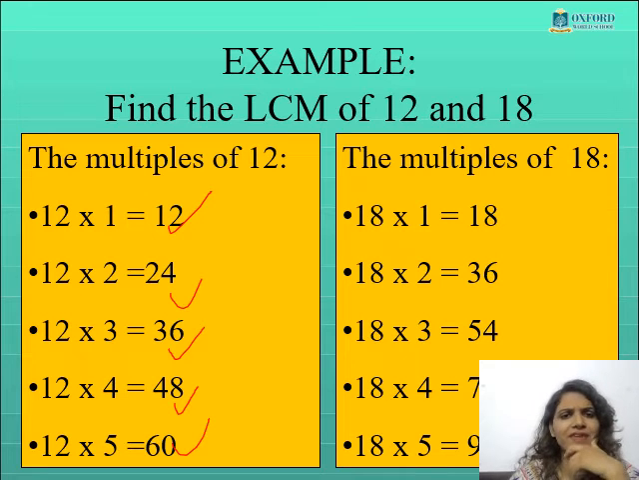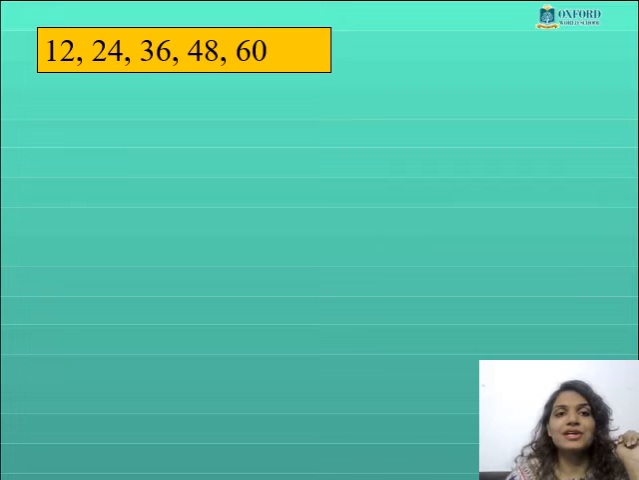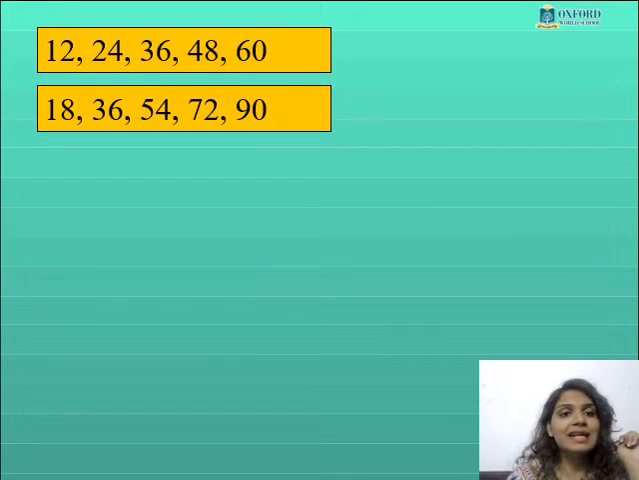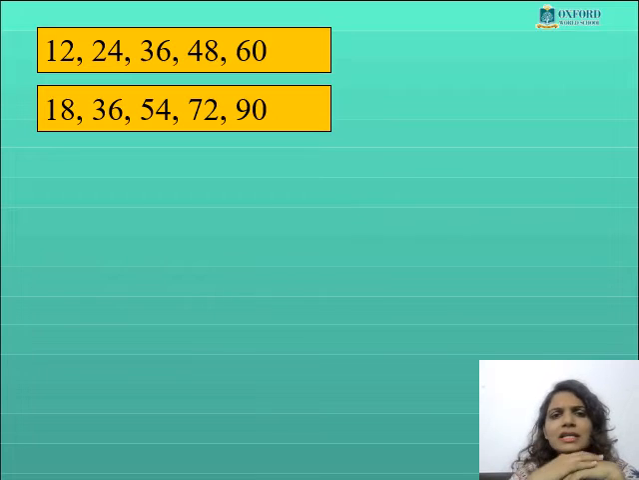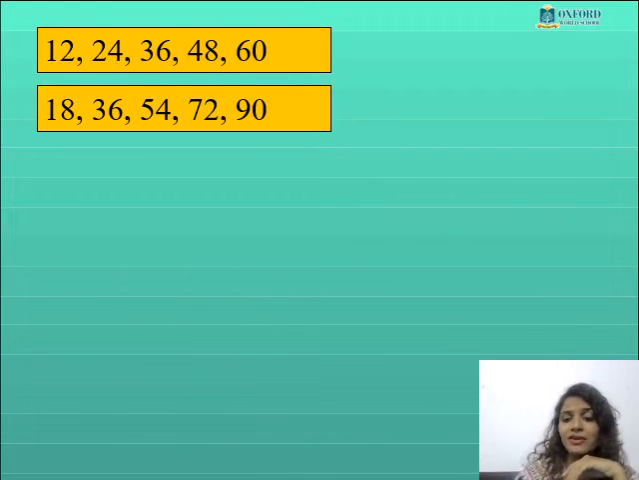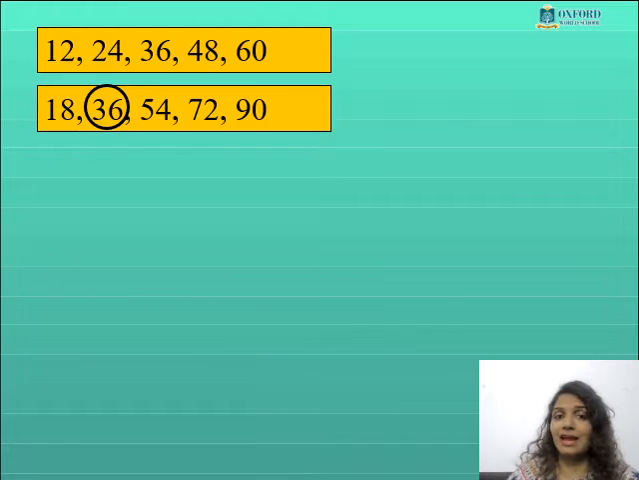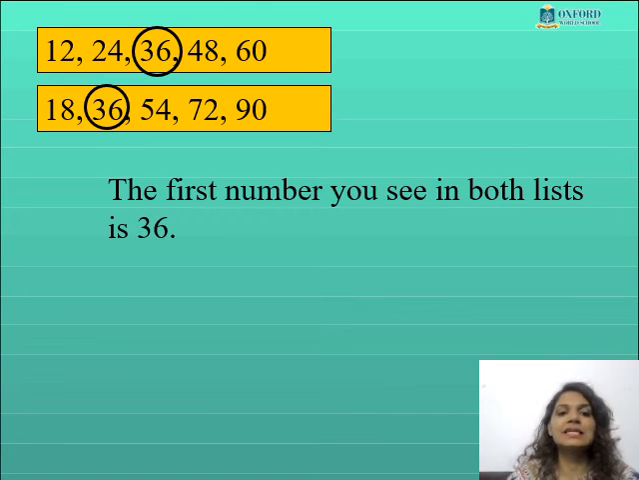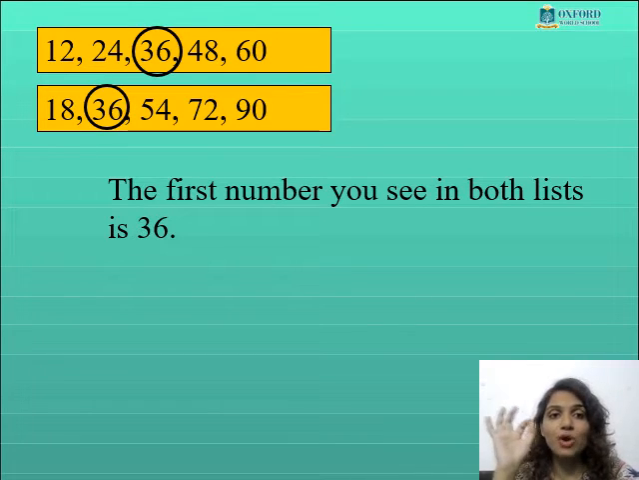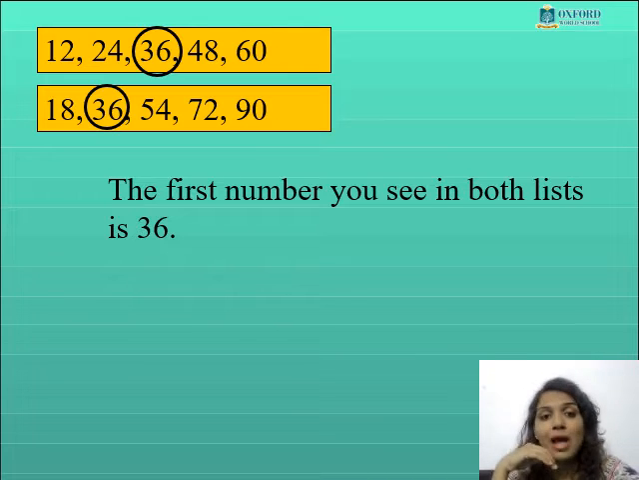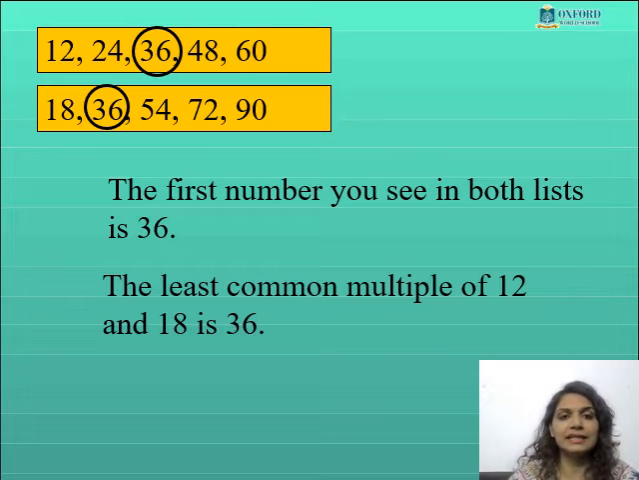Now what to do after writing the multiples? We have to look for the common multiples, right? So multiples of 12, multiples of 18. Can you find something common in the list? Yes, you are right. We got 36 as common in both the multiple lists. So 36 is the number that is common in the multiples of 12 and in multiples of 18. So it is the LCM. 36 is the LCM of 12 and 18.